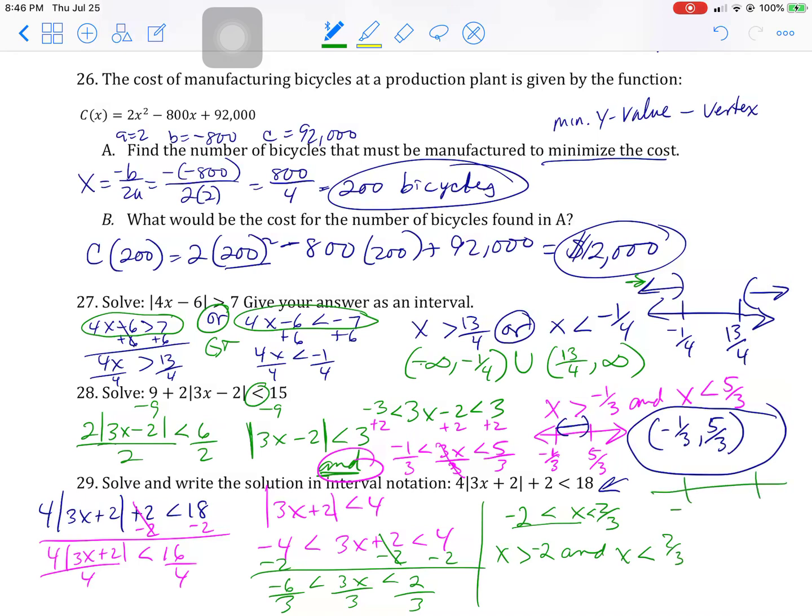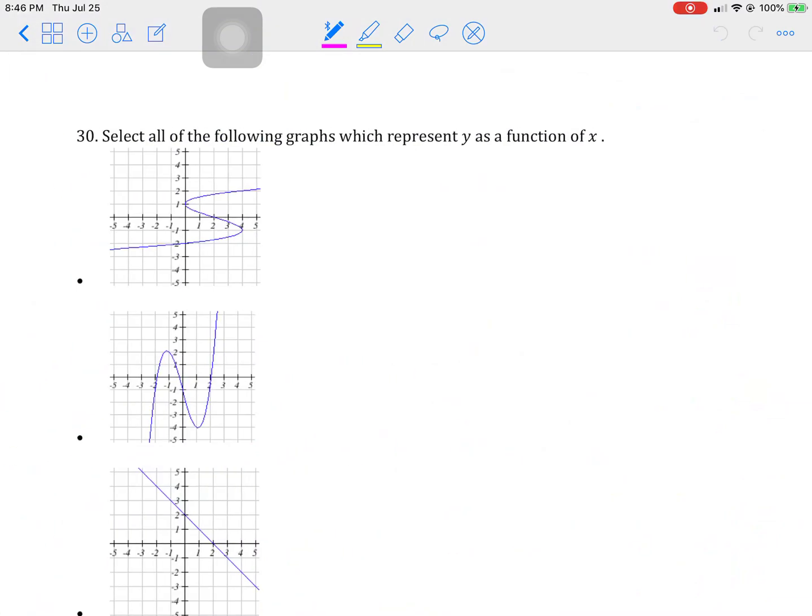Okay, so negative 2 and 2/3. It is greater than negative 2 and less than 2/3. So these are also in parentheses. So negative 2, 2/3. Yep. Okay.